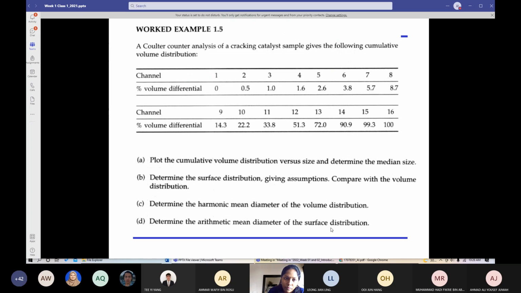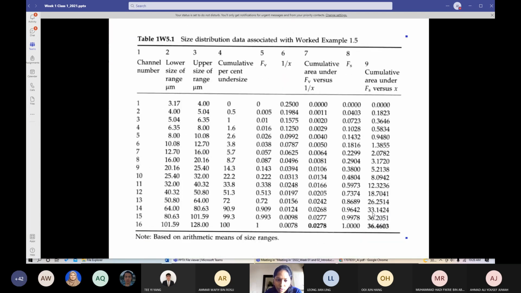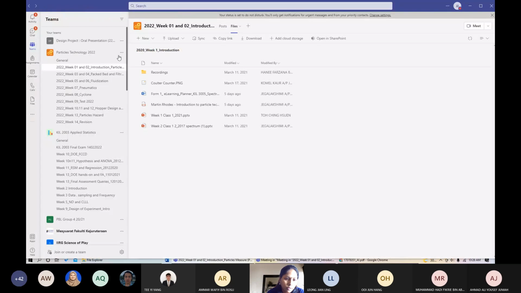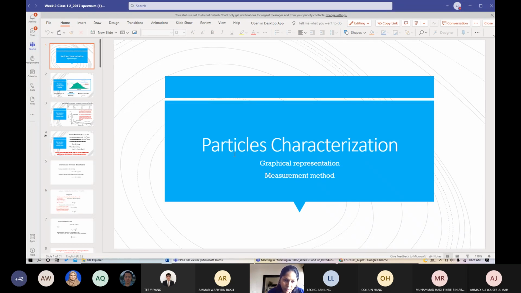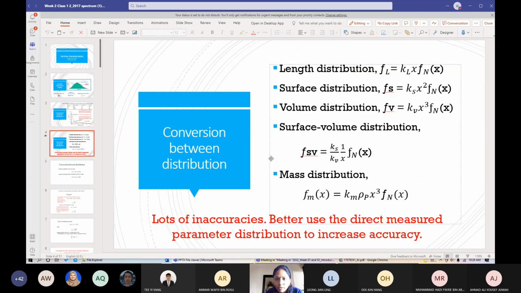I'm going to stop here. For next week, I will go into detail on particle characterization, how we represent the graph and measurements. Next week we will learn how to change from frequency to cumulative to distribution. We'll do some hands-on work, and then we will learn how to convert between the particle distributions.